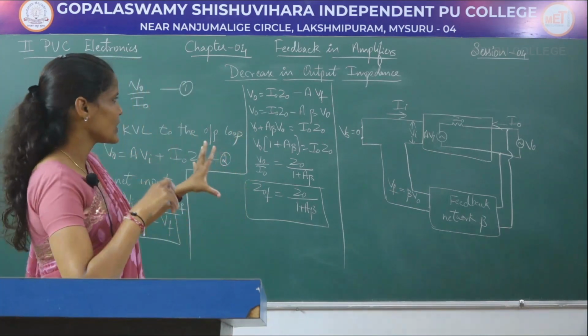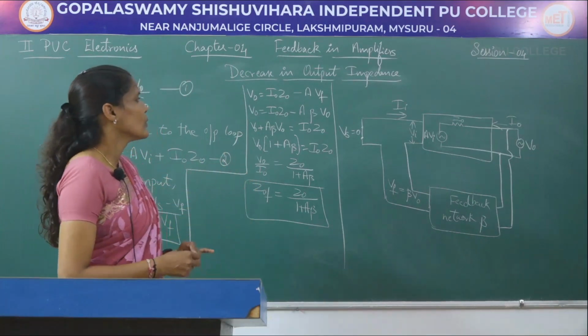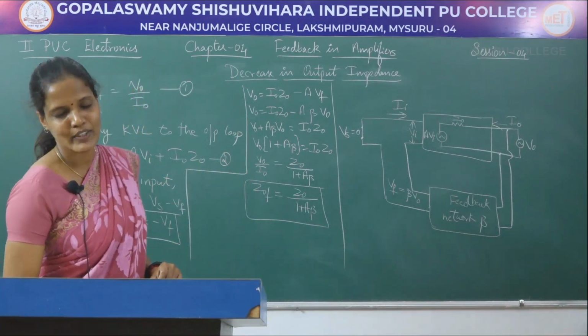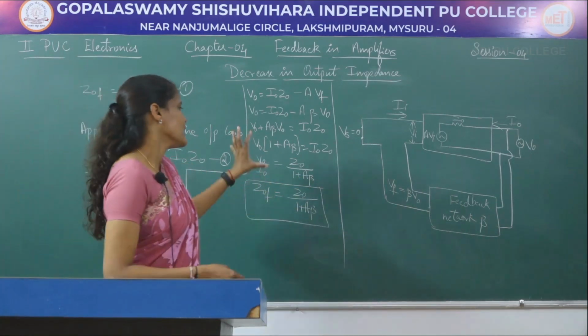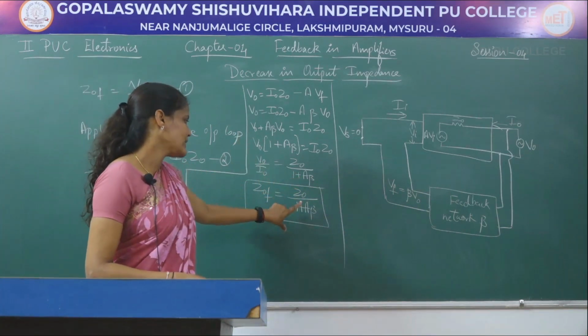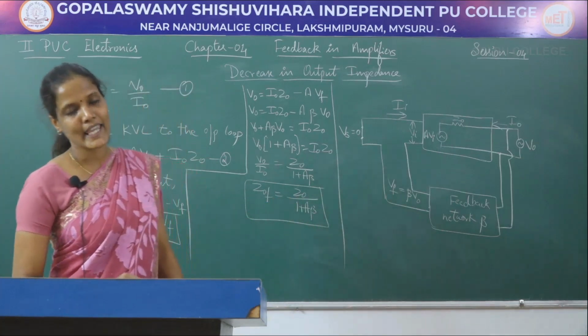So from this equation, we can easily tell that we can decrease the output impedance of an amplifier circuit by giving the negative feedback, and the output impedance will decrease by a factor of 1 plus A beta.